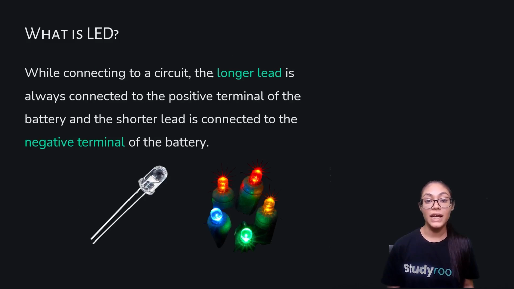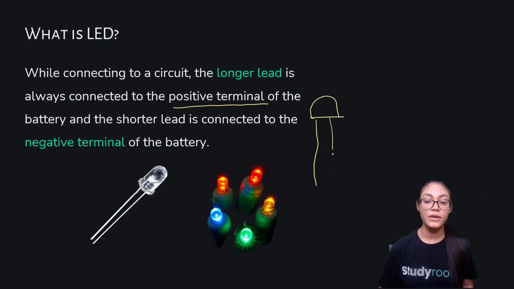Now, while connecting to a circuit, the longer lead is always connected to the positive terminal. That means if this is the LED, the longer lead will always be connected to the positive terminal and the shorter lead is connected to the negative terminal of the battery. So when the LED is connected in the circuit, this is how it has to be placed.